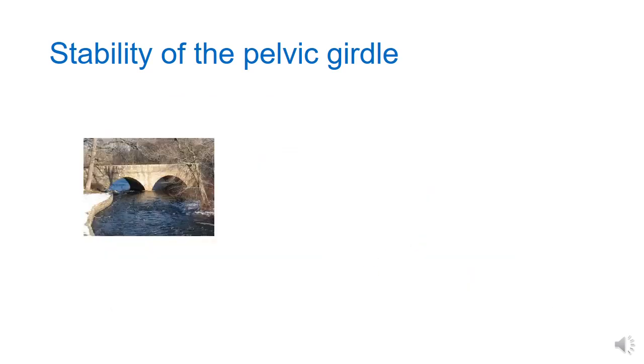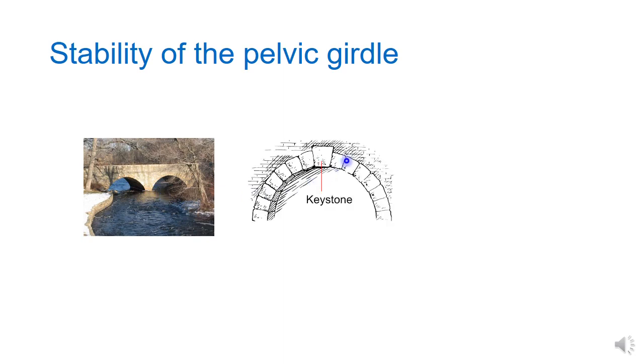How is this maintained? If you see this bridge, this called arch bridge, the secret of the stability of this bridge is what's called the keystone. This stone in the middle of the arch, which is wedged at this position.